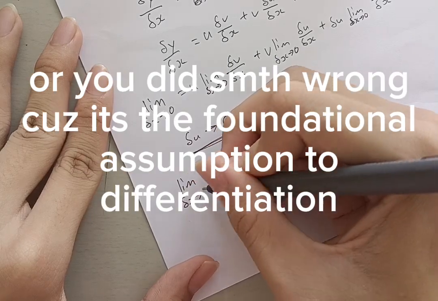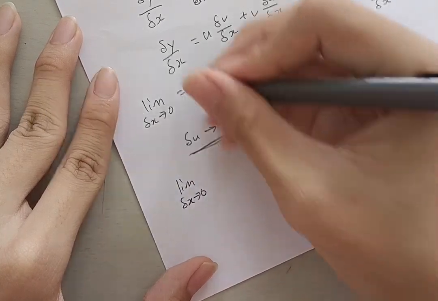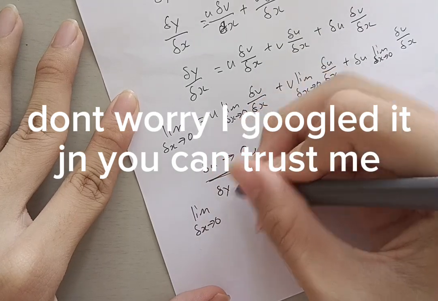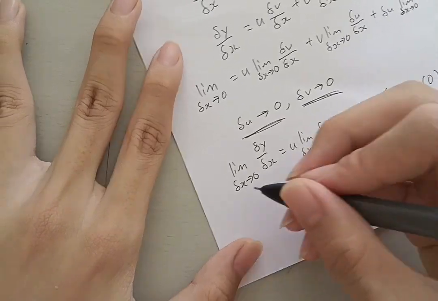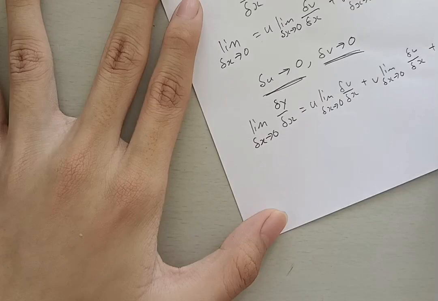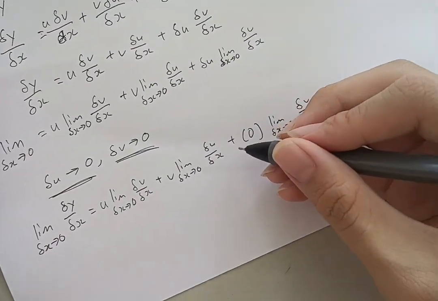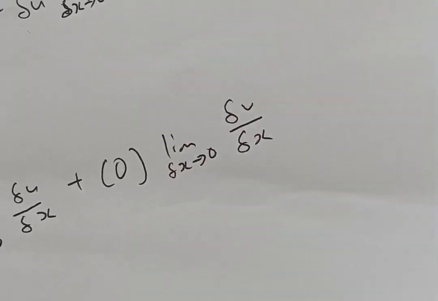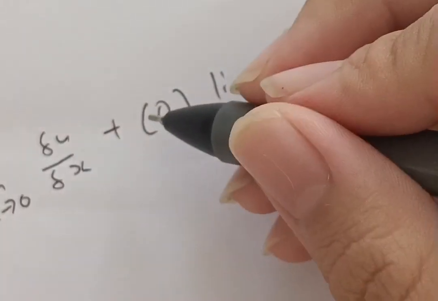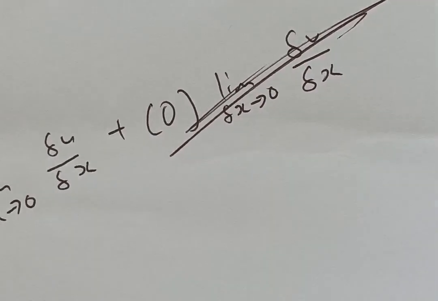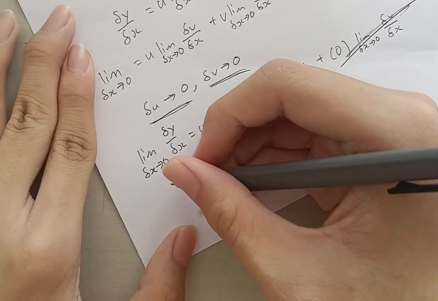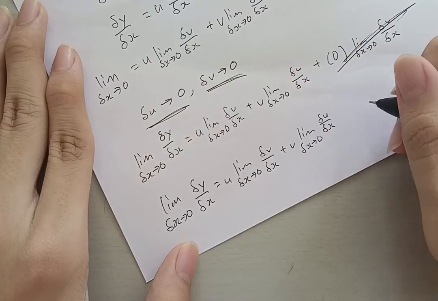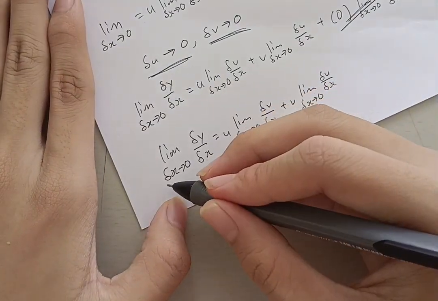Approaching 0, delta y over delta x, finishing everything off. What we end up with is, let me zoom in a bit, anything that's multiplied by 0 is just 0. Now let me rewrite everything real quick. So this is what we have in the end.